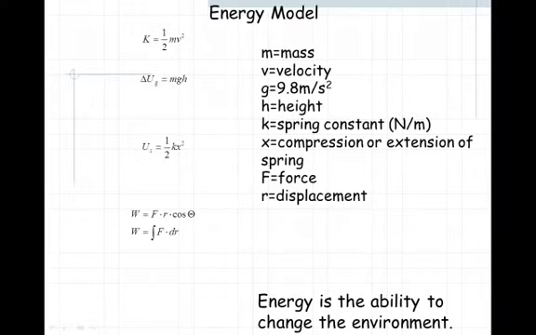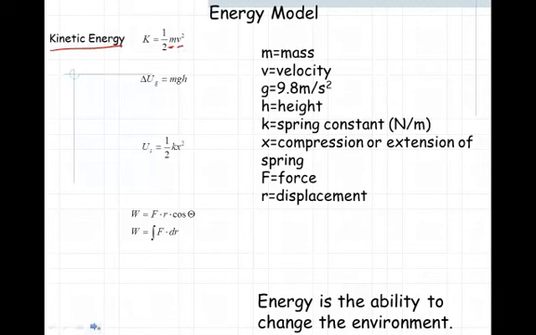This is an introduction to the energy model. Before we study the energy model, we've got to look at the different forms of energy. The first form of energy that we'll look at is kinetic energy. Kinetic energy can be thought of as the energy of motion. For an object to have kinetic energy, it must have mass and must have velocity. So therefore, it must be moving.